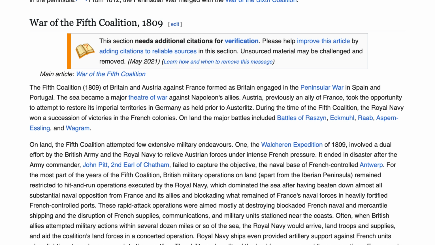Often, when British allies attempted military actions within several dozen miles or so of the sea, the Royal Navy would arrive, land troops and supplies, and aid the coalition's land forces in a concerted operation. Royal Navy ships even provided artillery support against French units when fighting strayed near enough to the coastline.